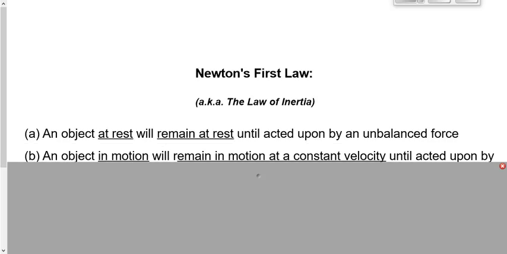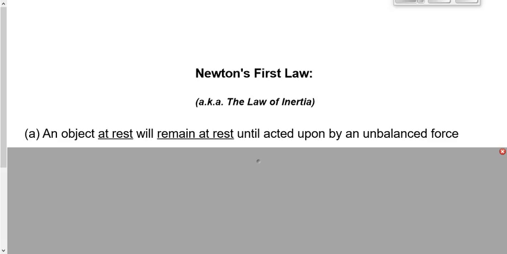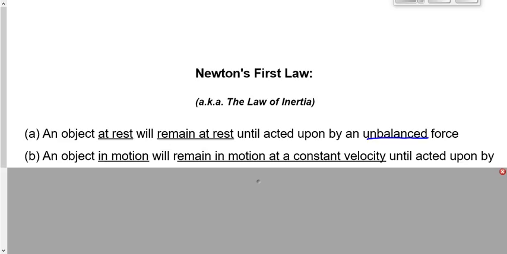An object at rest remains at rest until acted upon by an unbalanced force. Similarly, an object in motion, by the way, this is static equilibrium. An object in motion will stay in motion at a constant velocity. And what do we mean by constant velocity?